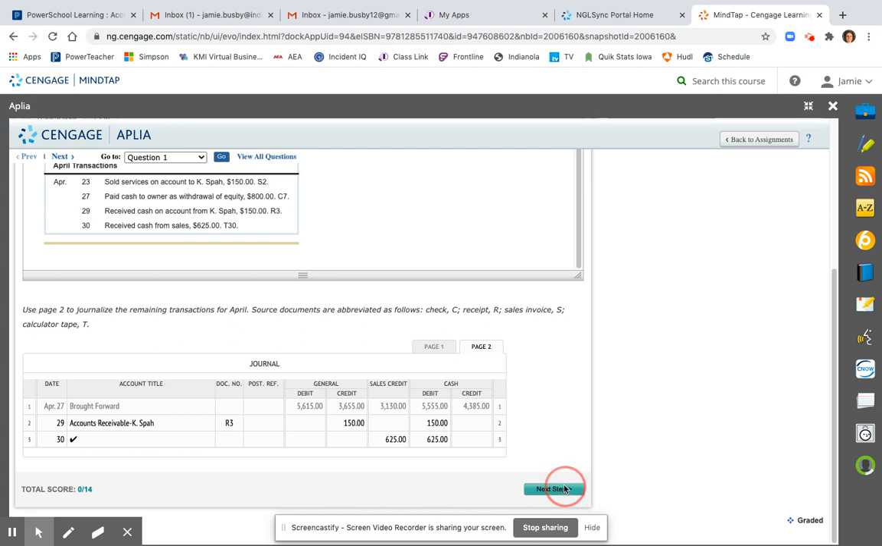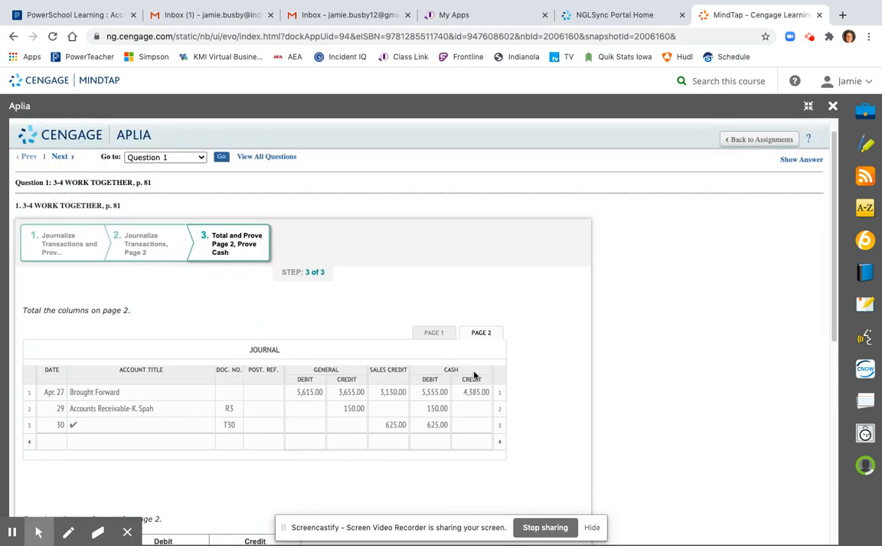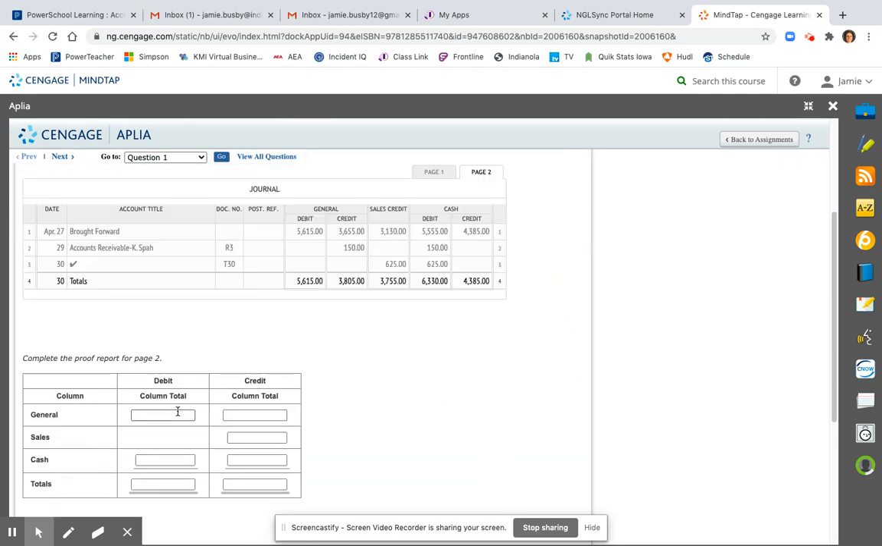So that was the last two transactions. Let's move on here to the last step. We need to total and prove this last page for the month. So there's 30 days in April. So on the 30th of April, we're going to have our totals. You're going to go through and add up all the columns. Should be a lot easier with just a couple numbers. Go through, use a calculator, get those added in. We're not done yet because we need to make sure that debits equal credit.